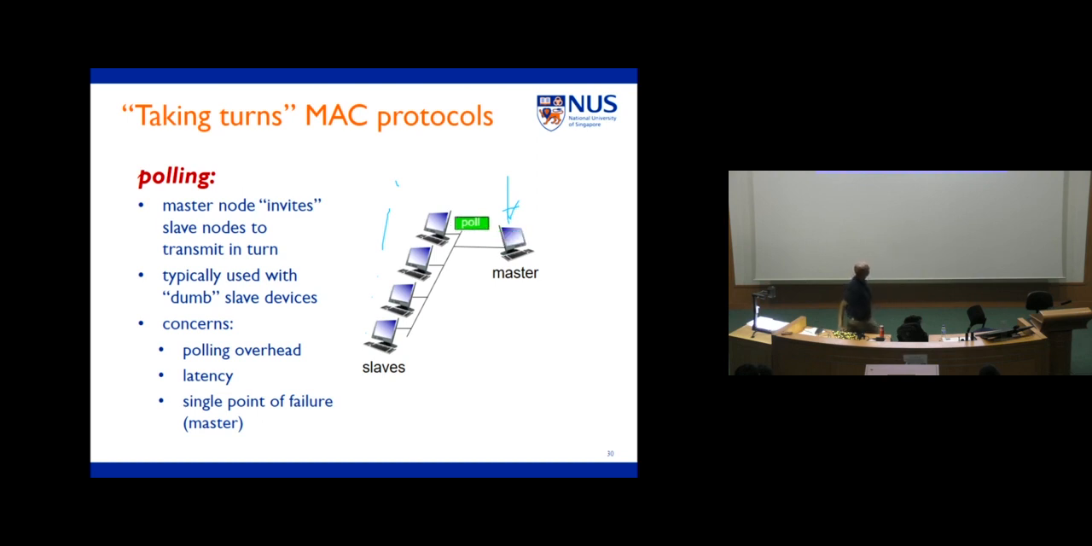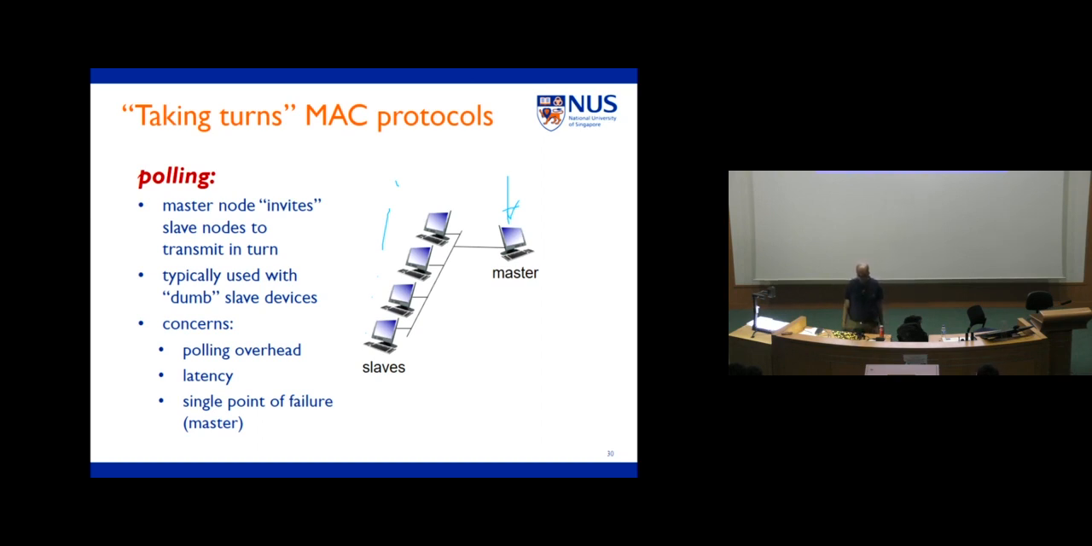Okay? So here the master sent a poll to the first node. The first node said, yeah, I have data to send, so you get to send. Then the master will poll the second node, or the third, it will go in sequence. Okay, so the idea is very simple. You have a master, and the master will go sequentially. First guy, do you have data? You can send. Next guy, you have data? You can send. Next person, you have data? You can send. And I keep repeating in a cycle. It's a fairly simple idea.